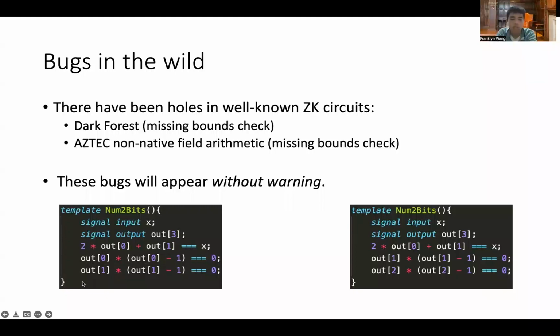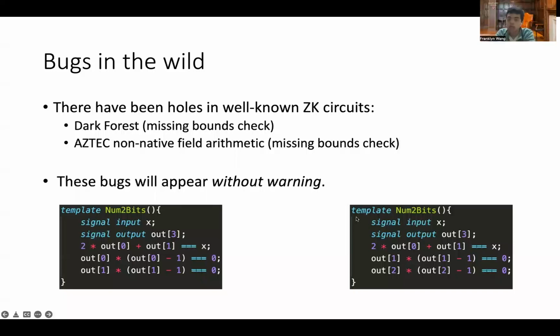and that out 0 times out 0 minus 1 is 0, and out 1 times out 1 minus 1 is equal to 0. These constraints mean that out 0 belongs to the set {0, 1}, and out 1 belongs to the set {0, 1}. As a consequence, 2 times out 0 plus out 1 must be equal to X. So since each of these numbers is between 0 and 1, then X must lie between 0 and 3.